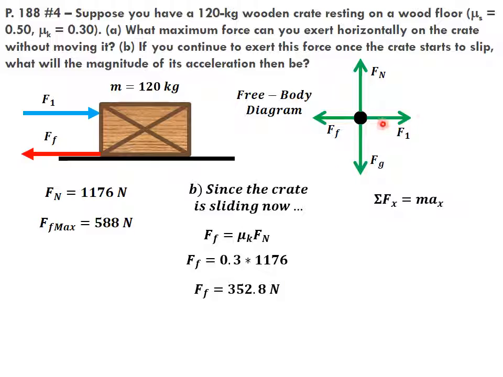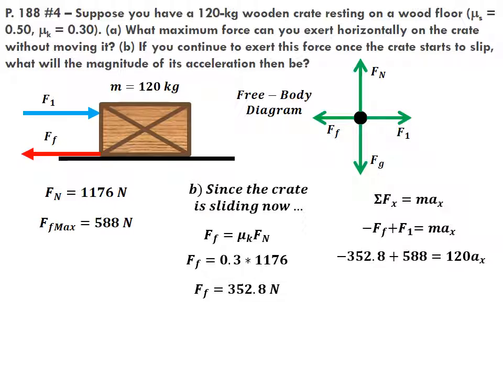All right, to figure out the acceleration, we need to take the net force in the x direction, because that's the direction that it's accelerating in. Well, the forces we have in the x direction are force 1 and force of friction. Negative force of friction because it's in the negative direction. Force 1 is positive because it's in the positive direction. That's going to be equal to mass times acceleration.